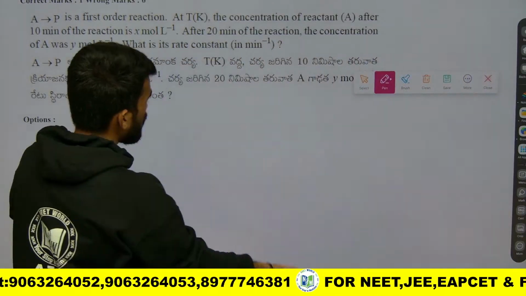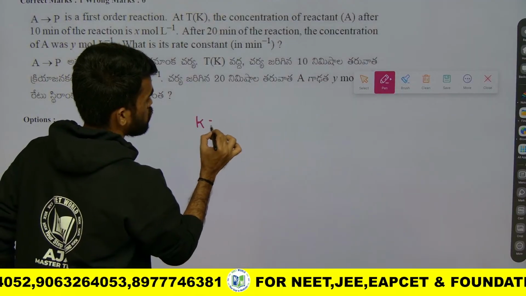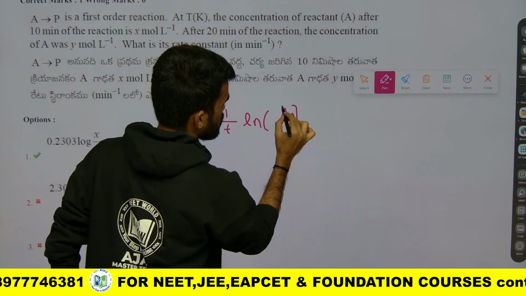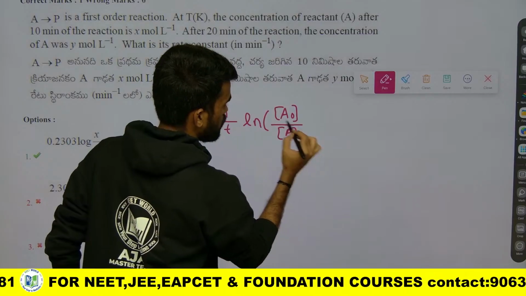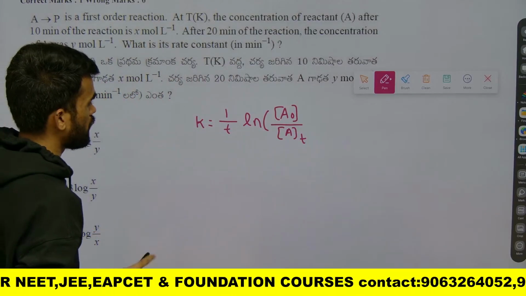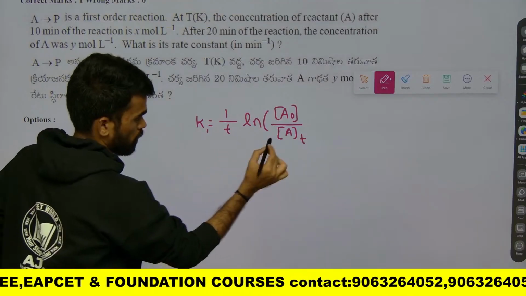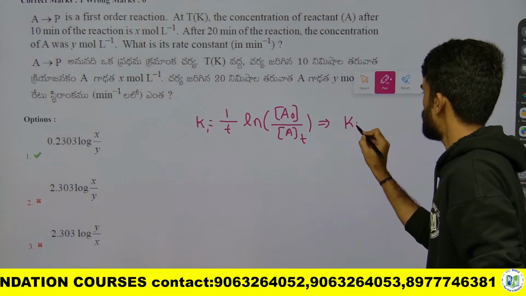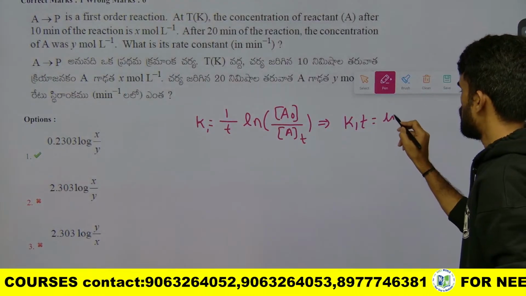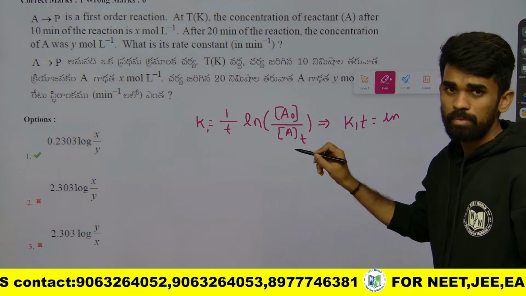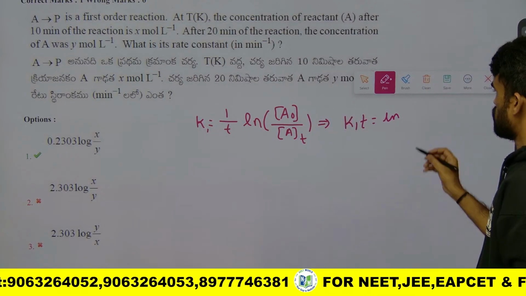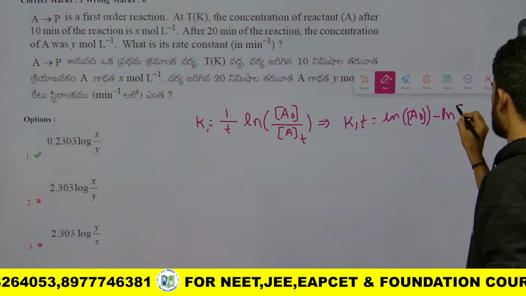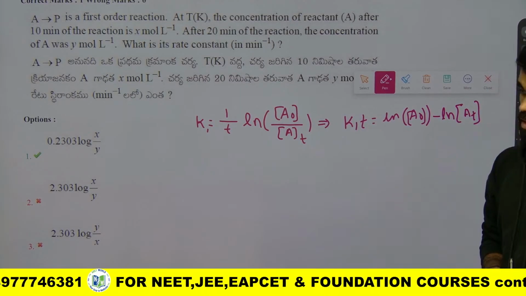See, the first order rate equation, how can we get this? K equals 1 by t ln of initial concentration by concentration at time t. This is what we have, right? So from this we can derive one more equation. See what I am writing, look here. So K1 t, send that side. So we will get K1 t equals ln A by B, which means ln A minus ln B. So ln of A0 minus ln of A at time t. I can write like this, right?